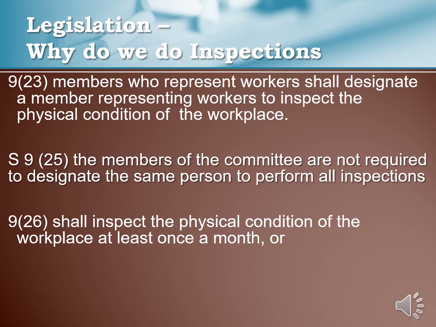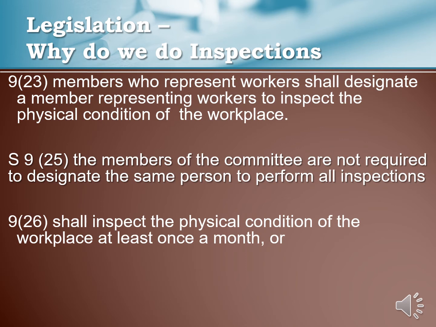The legislation governing the requirement for monthly workplace safety inspections is the Occupational Health and Safety Act. The Act stipulates that members who represent workers shall designate a member representing workers to inspect the physical condition of the workplace. This means that workers cannot be voluntold into the role of workplace safety inspector. They must be voted in by their peers.